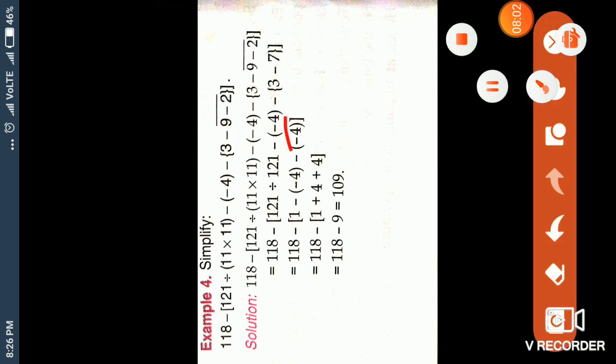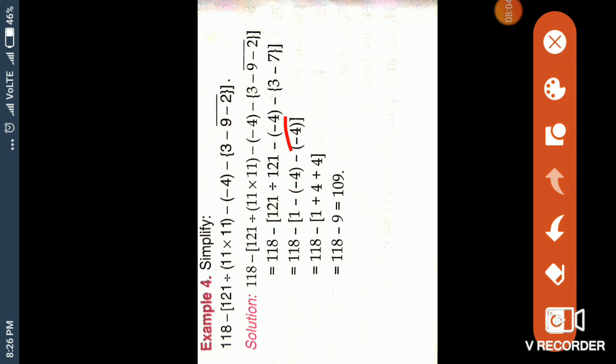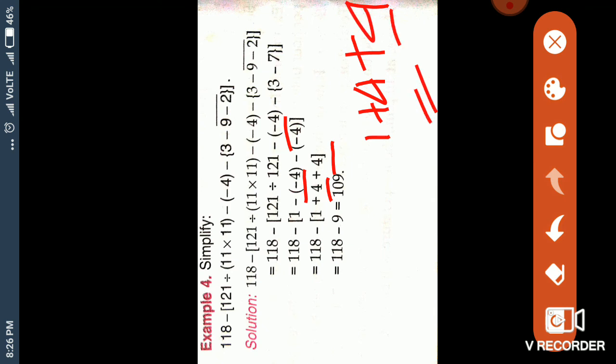Now you can see here minus and minus 4, it will give plus 4. And here also minus and minus 4, it will give also plus 4. Then all together 1 plus 4 plus 4, that is 9. Understand? And you are seeing here before 9 is minus, 118 minus 9, it will give 109. Understand? So we will go to the next slide.